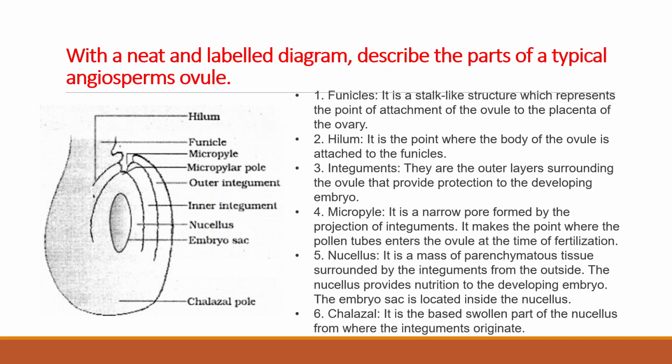The funicle is a stalk-like structure which represents the point of attachment of an ovule to the placenta of the ovary. Inside the flower, the funicle will attach to the ovary. It is like an umbilical cord between the mother and the placenta. The placenta, this is the funicle, like that connection.